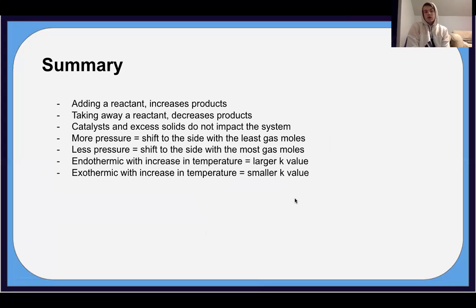So the summary of what you should have learned: adding a reactant increases products, taking away a reactant decreases products. Catalysts and excess solids do not impact the system. More pressure equals shift to the side with the least gas moles, less pressure, shift to the side with the most gas moles. Endothermic with increase in temperature is a larger K value, and exothermic with increase in temperature is the smaller K value.